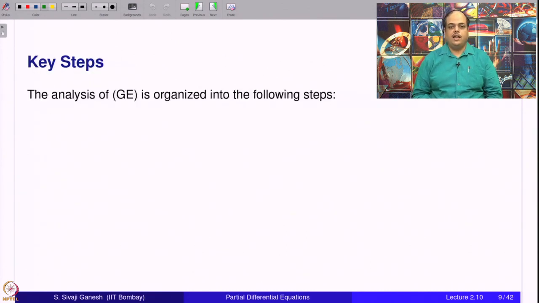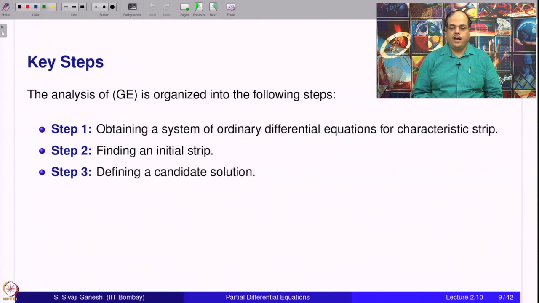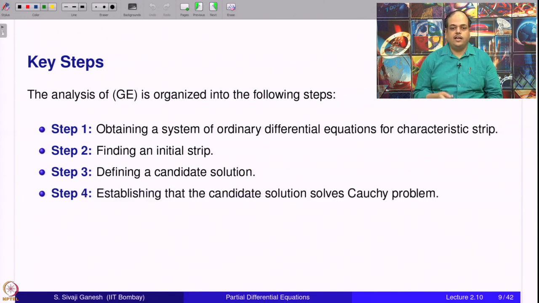The key steps in the analysis of the general nonlinear equation are organized into the following steps. Step 1: obtaining a system of ODEs for what is called a characteristic strip. They will be defined soon, but I am just writing down the main steps involved so that we can keep tabs on the progress, where we are at each step. Step 2 is finding an initial strip. Step 3 is defining a candidate solution. This was also there in the QL case, right? I think it was step 2 there in QL: defining a candidate solution and checking that the candidate solution is indeed a solution to the Cauchy problem. That is the last step.